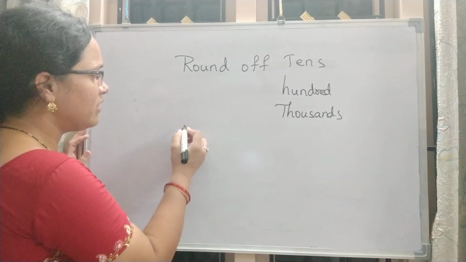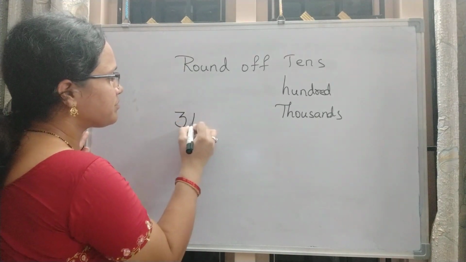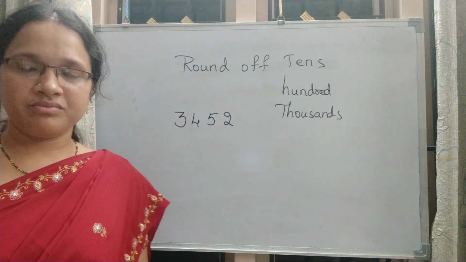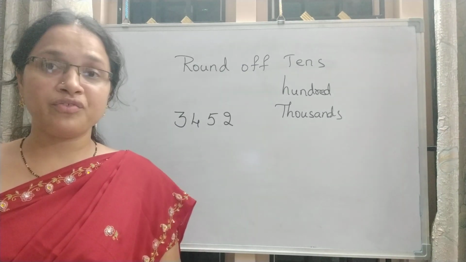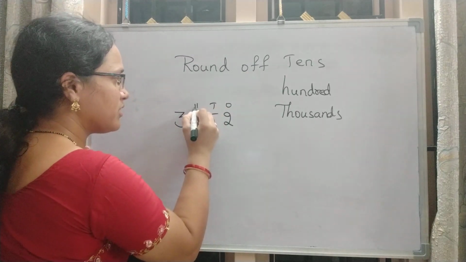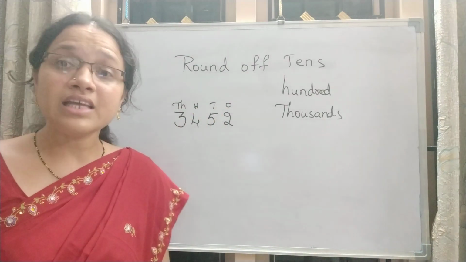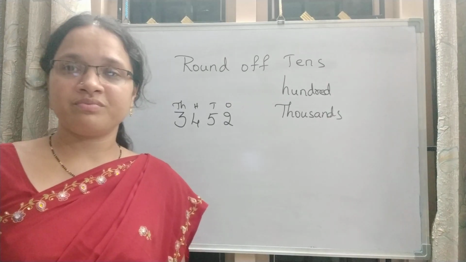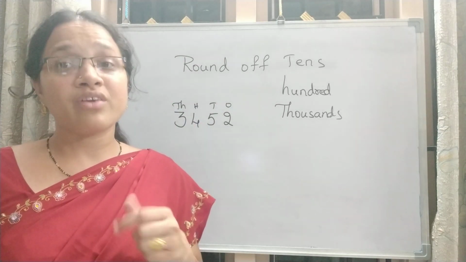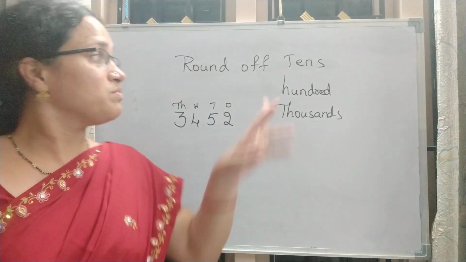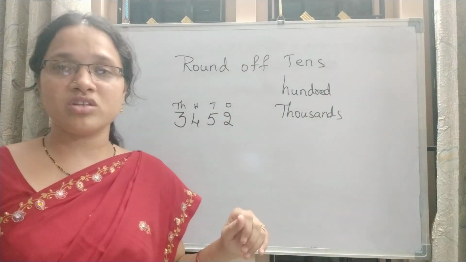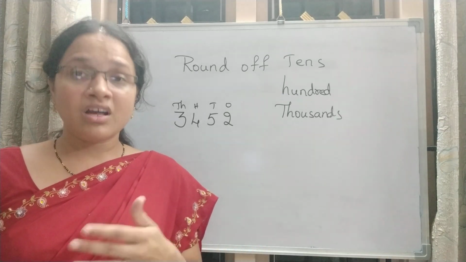Let us take for example a 4-digit number, 3452. Listen carefully, all of you. Your first step is to write the place values on the top of it and circle the number which is to be rounded off. That means, suppose you are given this question, 33,452, and you are asked to round off the tens place value. We'll see with the tens first. For the same number we'll see hundreds and thousands also. You'll find the difference.